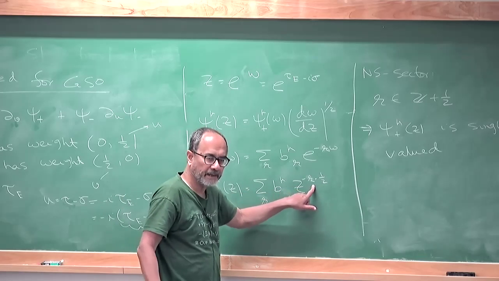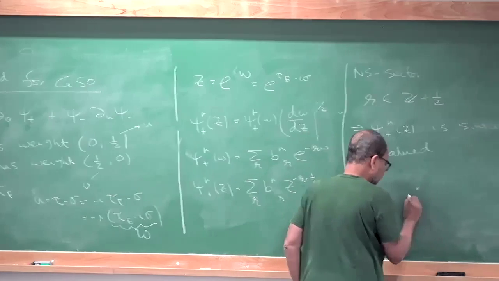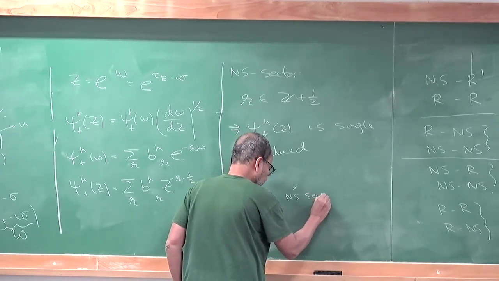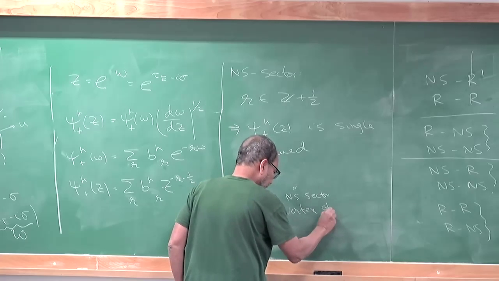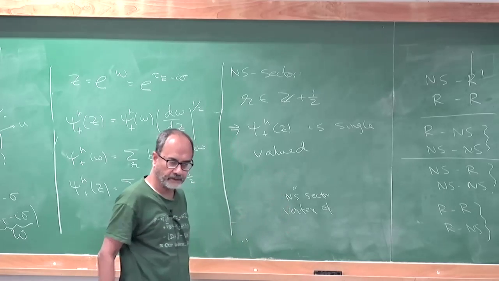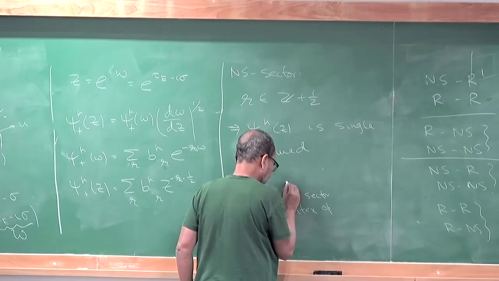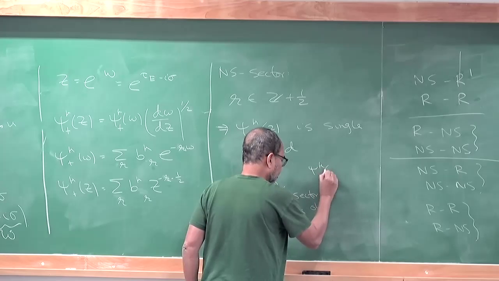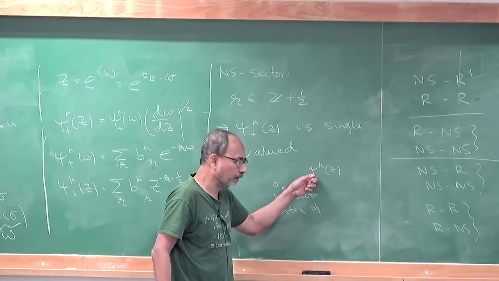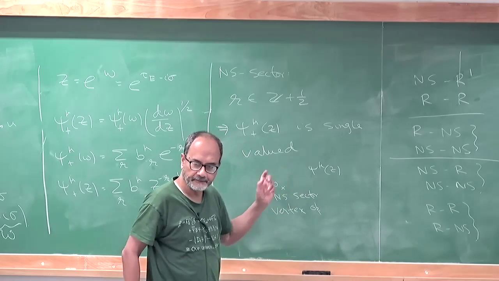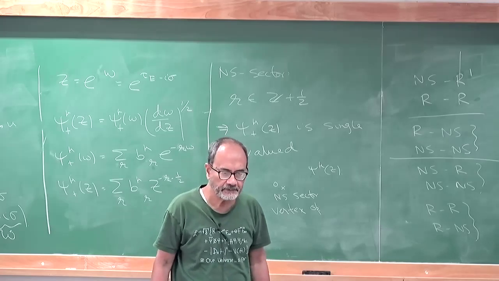Because here it gets shifted by half, right? So what does it mean? Imagine that this is an NS sector vertex operator, using the same language as the CFT. The vertex operator at 0 creates that state out of the vacuum. If you have an NS sector vertex operator at the origin, and here you have a psi mu of z, the correlation function of psi mu of z with this will be a single valued function, right? Is that clear?